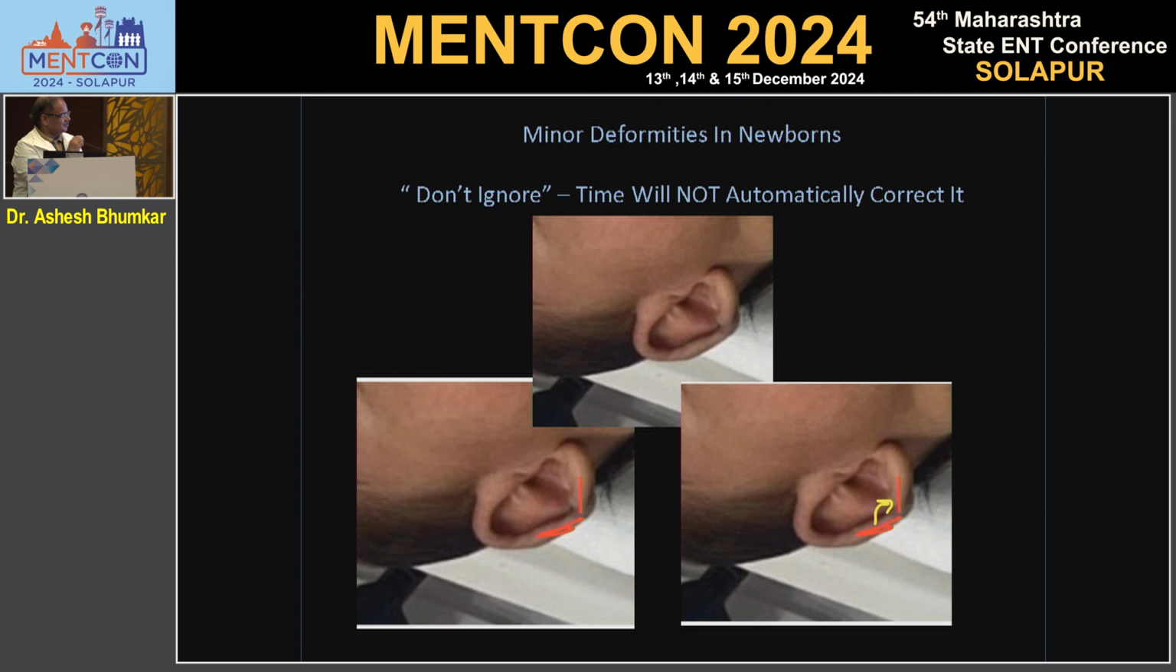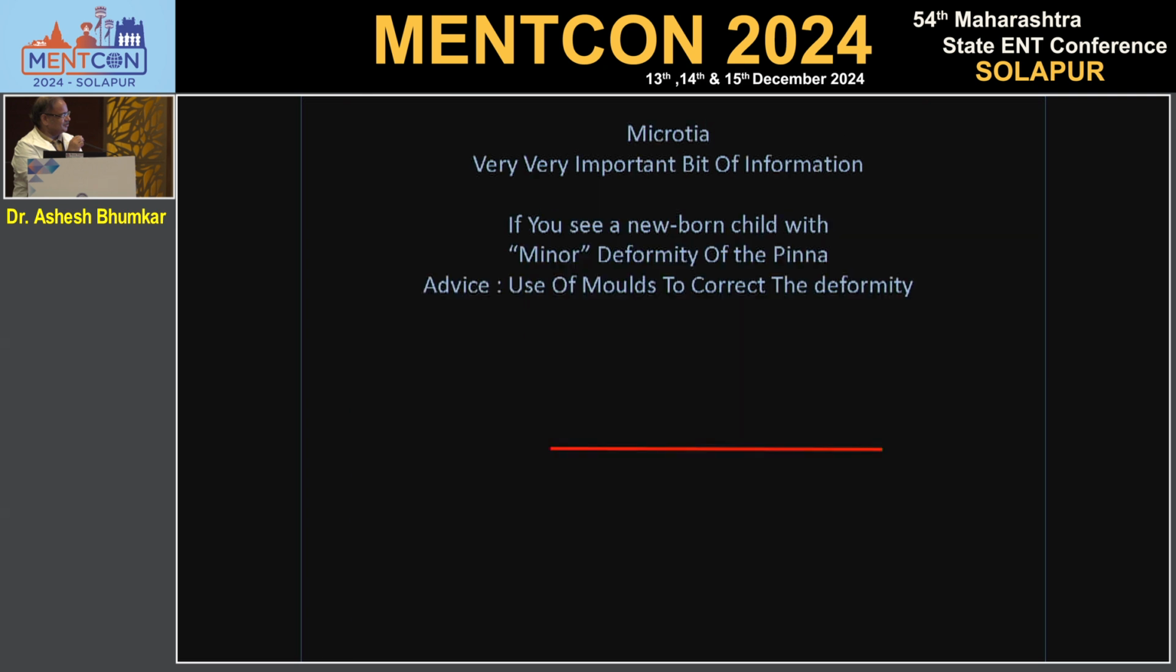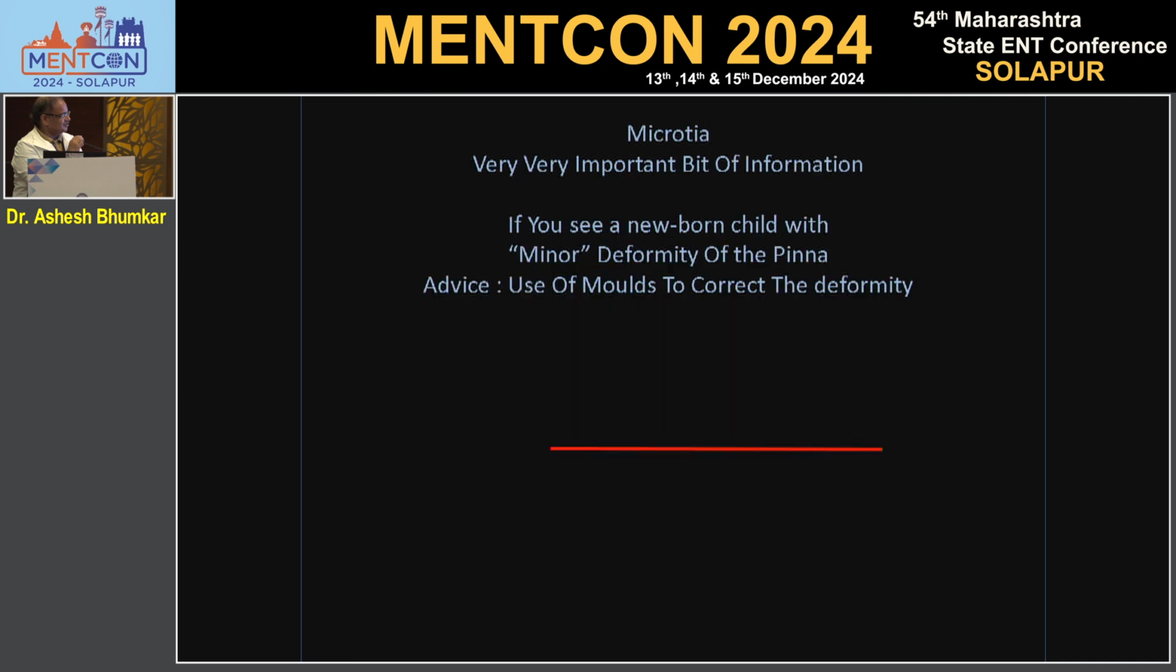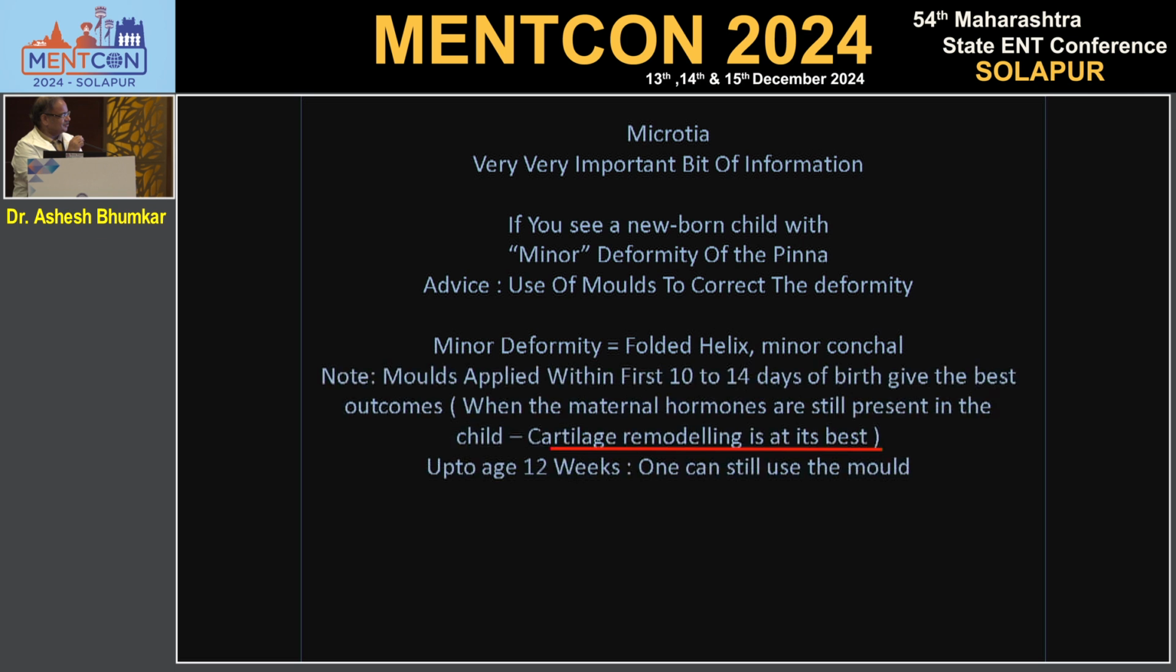This is the time, the first 2 or 3 weeks, to start using molds. Now the challenge is how to fix the mold, but molds are what we need, and they can give magical results if they are started within 2 or 3 weeks of the birth, and we have to continue maybe up to 2 months or 3 months.